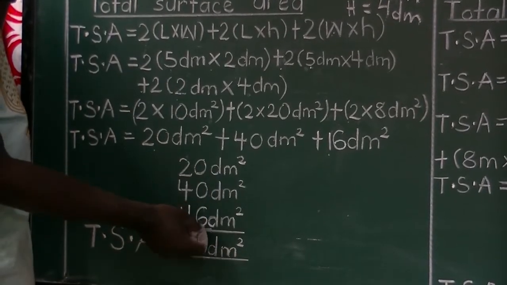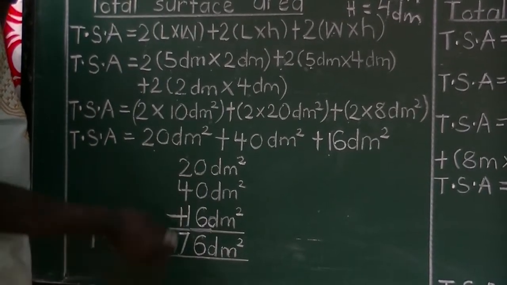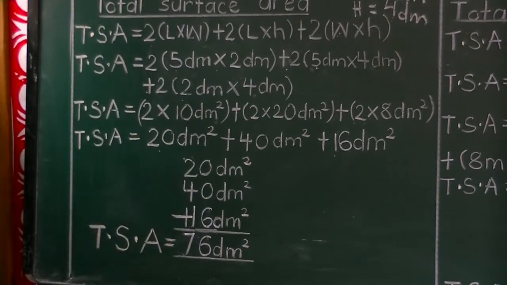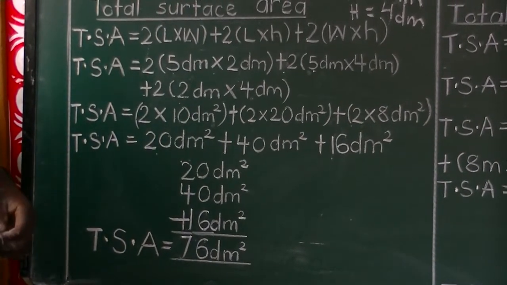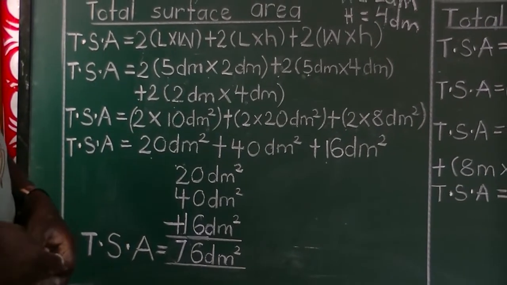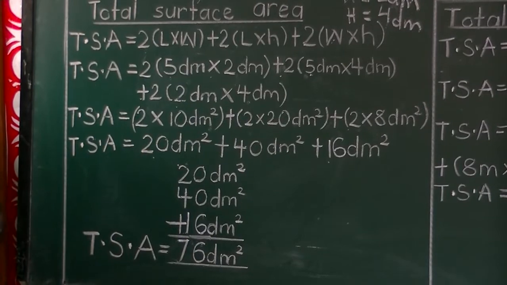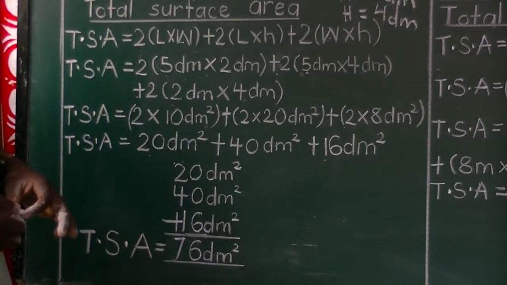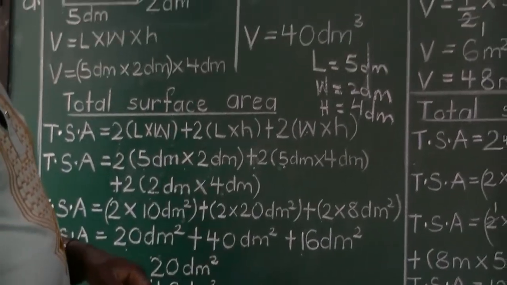0 plus 0 plus 0 plus 6, you get 6. Then 2 plus 4 plus 1, you get 7. So the surface area of this prism is 76 decimeters squared. So that's how we find the volume and total surface area of a rectangular prism, also known as a cuboid.